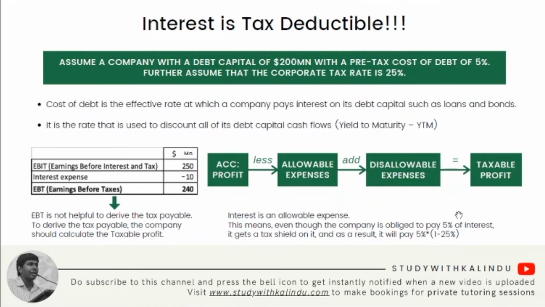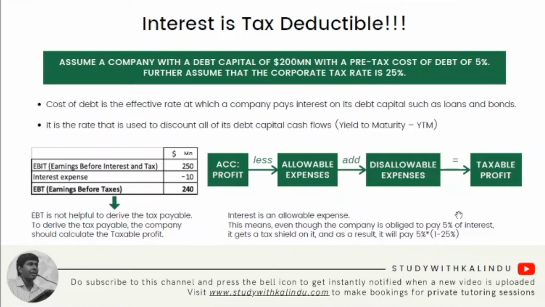So what happens when you take an allowable expense? You are allowed by the tax authority to deduct the portion of that allowable expense, the portion that is attributable to the tax, from the original expense, so you will have a net expense. Let me explain this further.